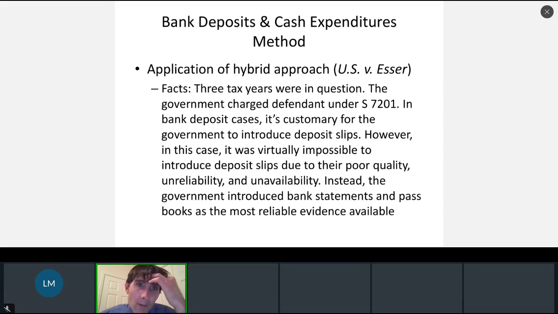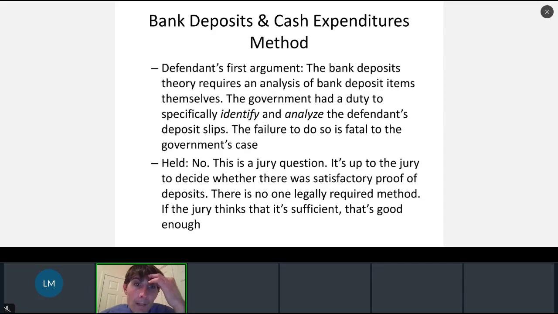In bank deposit cases, it's customary for the government to introduce deposit slips. However, in this case, it was virtually impossible to introduce deposit slips due to their poor quality, unreliability, and unavailability. Instead, the government introduced bank statements and pass books as the most reliable evidence available. The defendant strenuously argued that the bank deposits theory required an analysis of bank deposit items themselves. The government had a duty to specifically identify and analyze the defendant's deposit slips, and the failure to do so was fatal to the government's case.